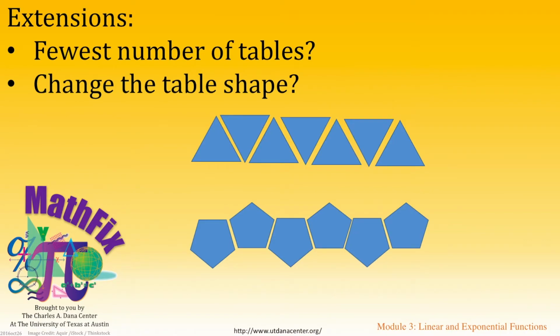One extension might be to ask students which seating arrangement will allow for the fewest number of tables, or to change the shape of the table. We never said that they had to be squares. What would happen if there were triangular tables or pentagons? It turns out that there is a pattern within the rule for different shaped tables. I challenge them and you to discover it.